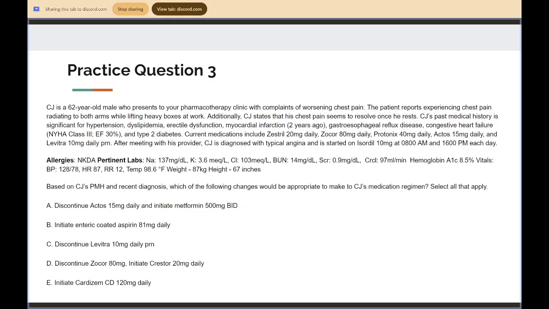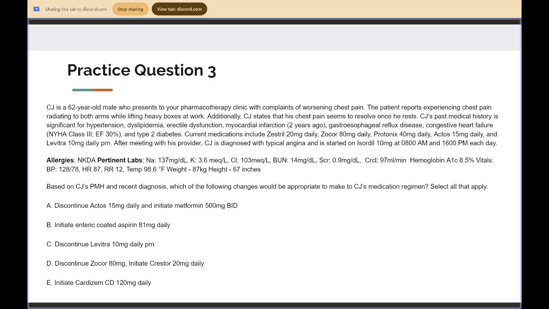Current medications include Zestril 20 mg daily, Zocor 80 mg daily, Protonix 40 mg daily, Actos 15 mg daily, and Levitra 10 mg daily as needed. After meeting with his provider, CJ is diagnosed with typical angina and is started on Isordil 10 mgs at 8 a.m. and 4 p.m. each day. No known drug allergies.